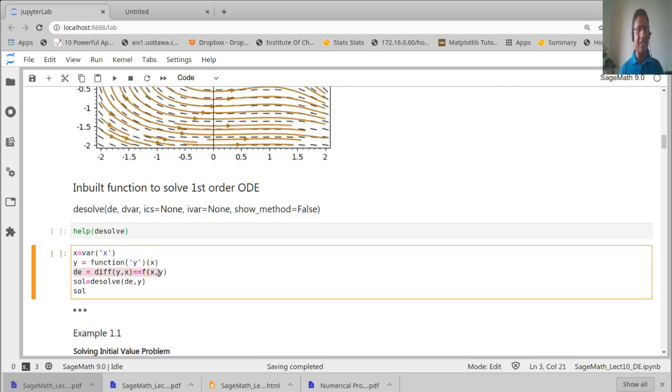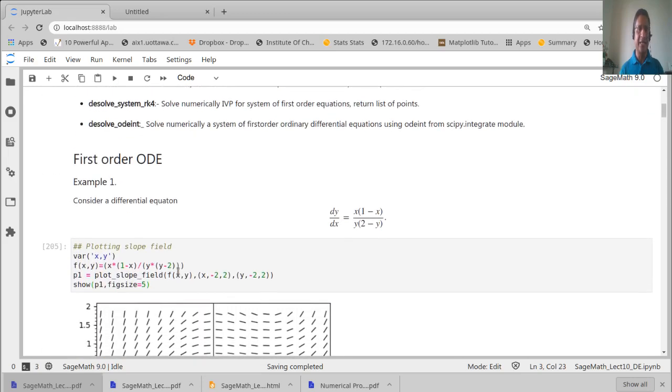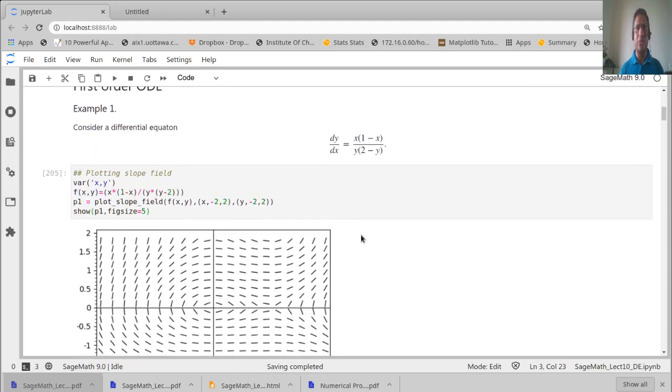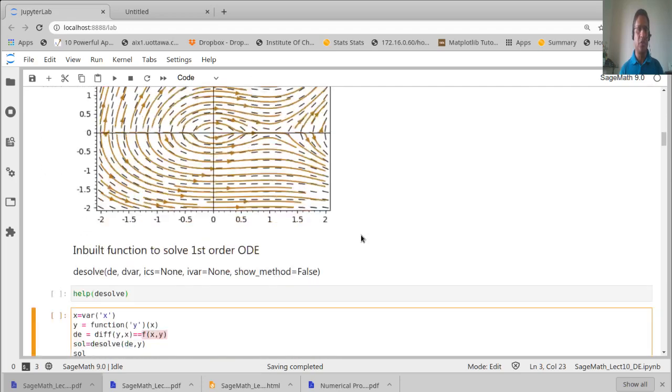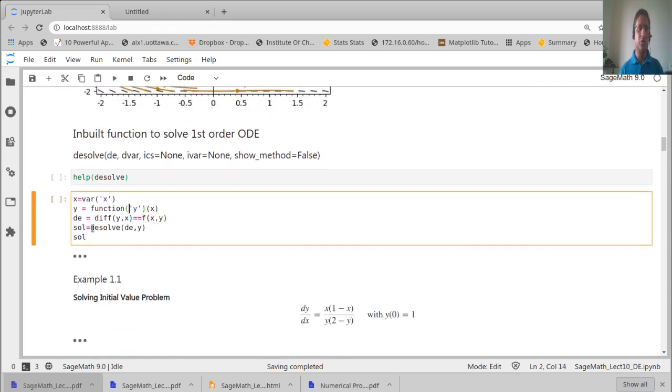Okay, so now let us declare the differential equation DE. This is equal to diff of y with respect to x, that is the derivative of y with respect to x, and that double equal to f(x,y). f(x,y) we have already declared as the right hand side of this differential equation, that is x into (1 minus x) divided by y into (2 minus y). Okay, so that's my differential equation. Now in order to solve this, you have to call DE_solve and then say what is the differential equation, and then mention what is y. Remember that these two, ICS, that is initial conditions, and independent variable, show method, etc., are all optional, so you need not mention them to begin with.